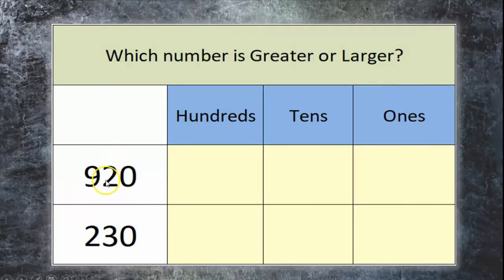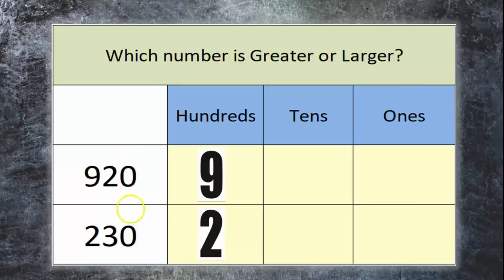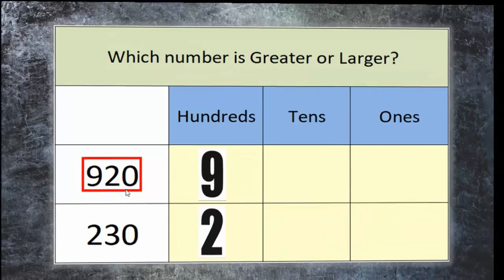In this one, we have 920 and 230. Since we have hundreds, tens and ones, we must choose the hundreds. We must start from the left side. 920 has 9 hundreds. 230 has 2 hundreds. Which one of these numbers has more hundreds? 920 has more hundreds, and so it is the greater number.